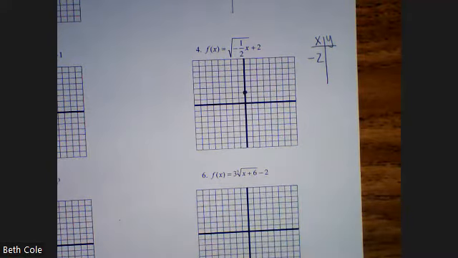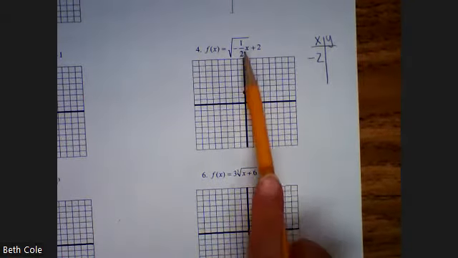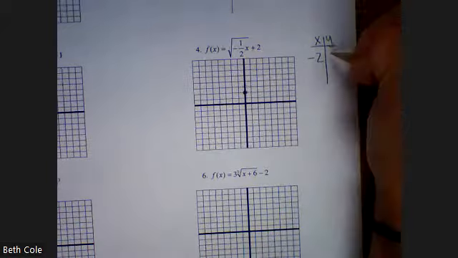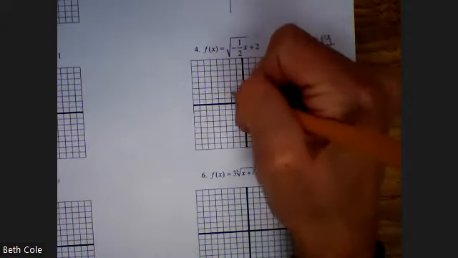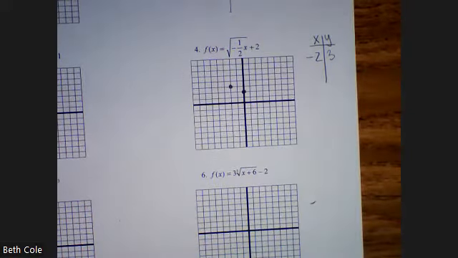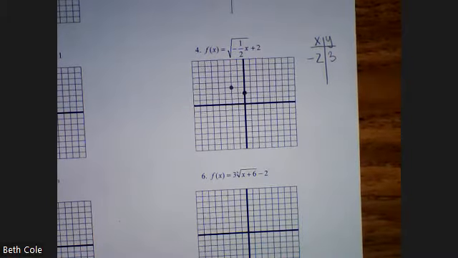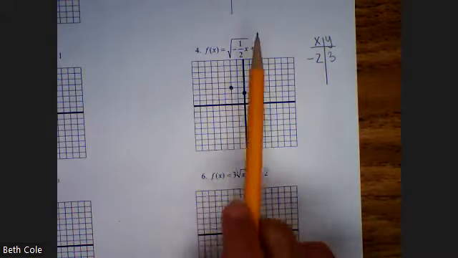Negative a half times negative 2 is 1. Square root of 1 is 1 plus 2 is 3. So you get the point, negative 2, 3. Now I would like one more point, so let's try something else. And again, if it doesn't work, we'll just keep trying until we get something that does work. Let's try negative 4.